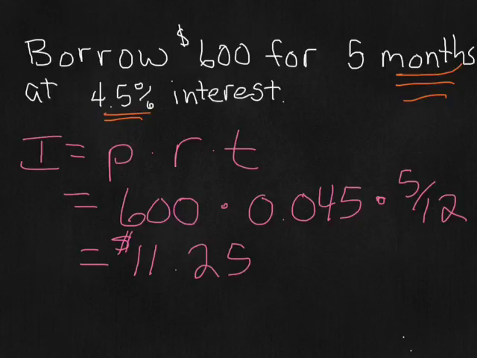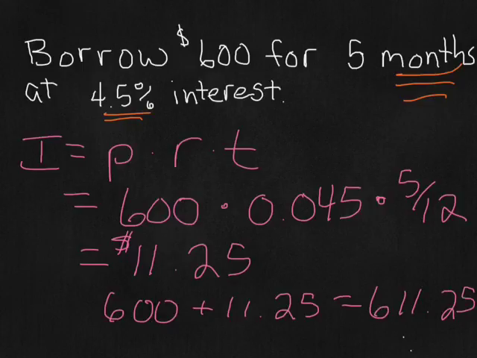If they just want to know the interest, you're done. If they want to know the total you're paying back plus interest, you need to add that to your principal, and it's $611.25. Okay, so make sure you filled out your note sheet.